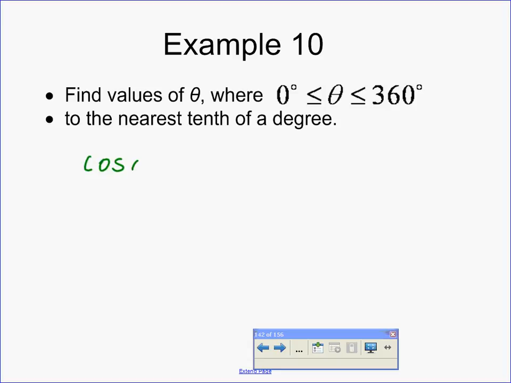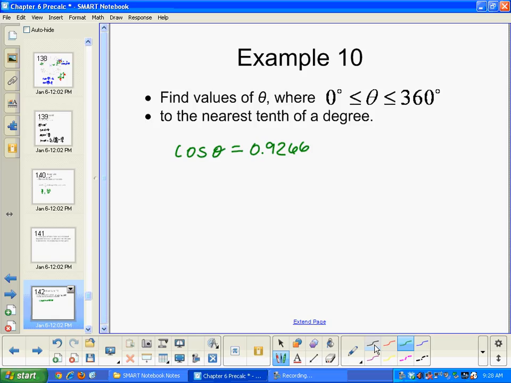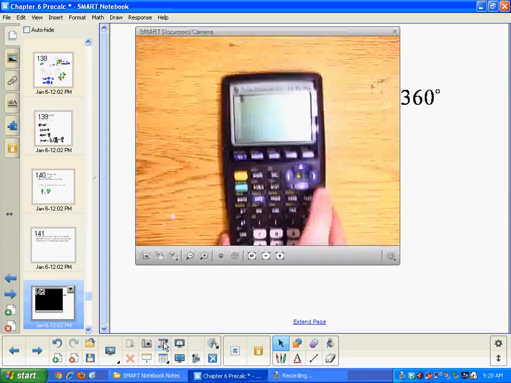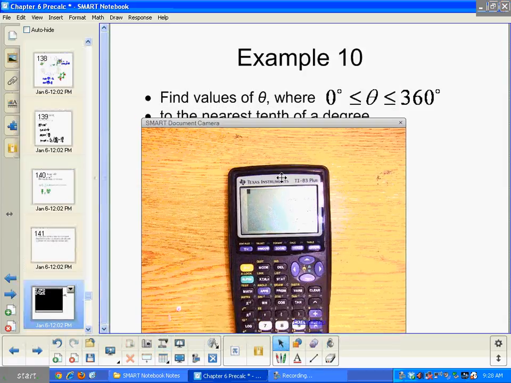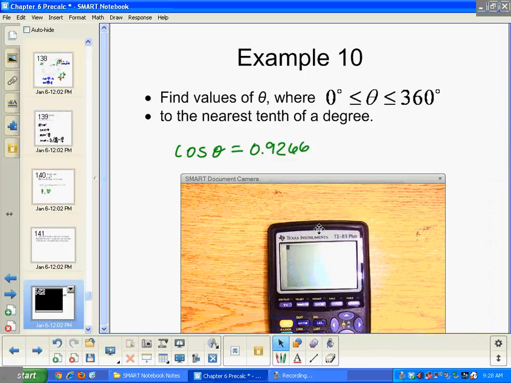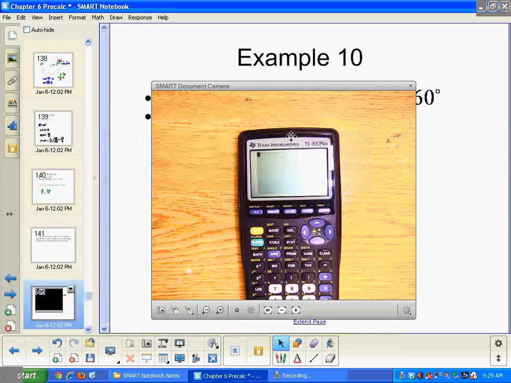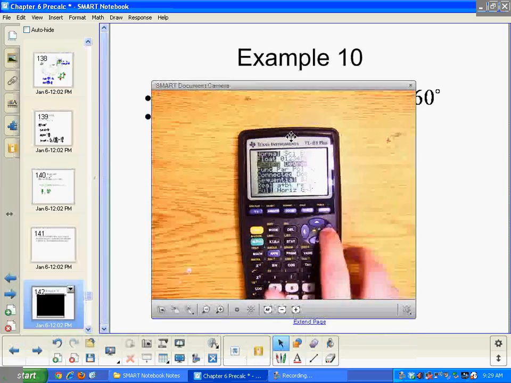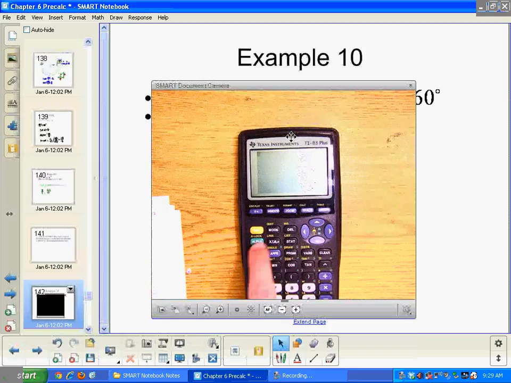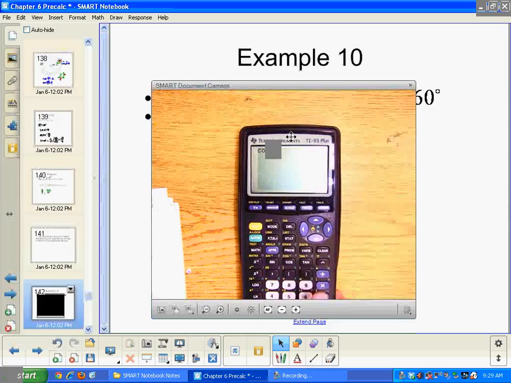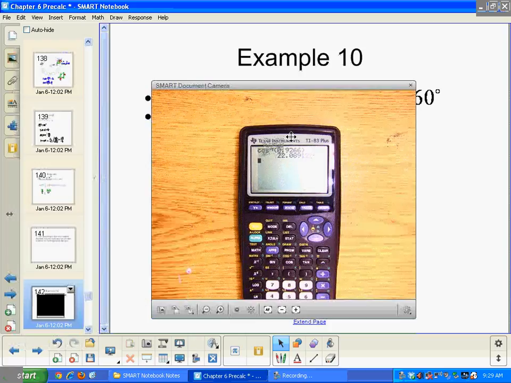Okay, and let's say that I give you cosine of theta is equal to 0.9266. Then the first thing you're going to do is go to your calculator and make sure you are in degree mode. So turn on my calculator. All right, so I'm going to mode, and you notice that here I am in degree mode, so that's good. And then we were given cosine, so I'm going second inverse cosine of 0.9266. And that gives me theta is about 22 degrees, basically.